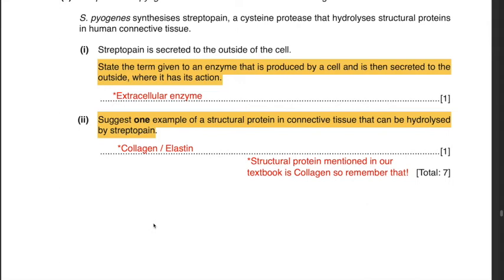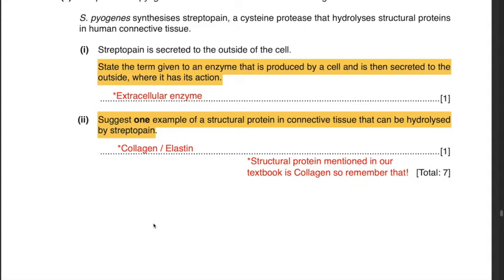State the term given to the enzyme that is produced by a cell and is then secreted to the outside where it has its action. Such enzymes are known as extracellular enzymes. Therefore, an enzyme that is produced by a cell but works outside of the cell by being secreted to the outside is known as an extracellular enzyme.